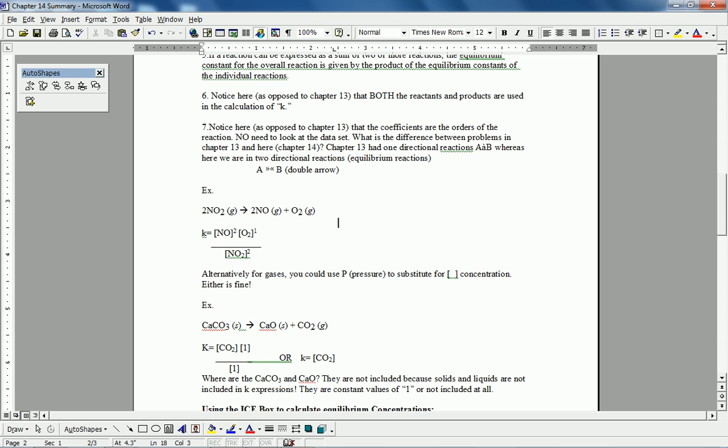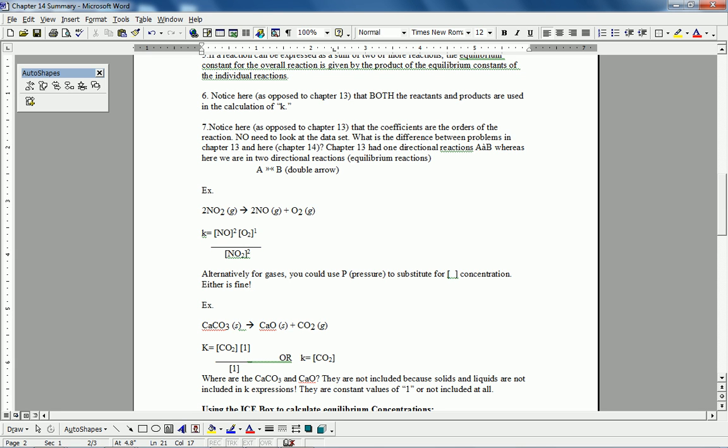2NO2 gas yields 2NO gas plus O2 gas. So again, the K would be products over reactant concentration. So NO concentration to the 2 power, because it has a 2 coefficient, times the other product, O2 concentration here, to the power of 1, because the coefficient here is 1, all over the reactant, which is NO2. There is a concentration of NO2, and it is to the power of 2, because there's a coefficient of 2. So again, all you have to do is products over reactants.